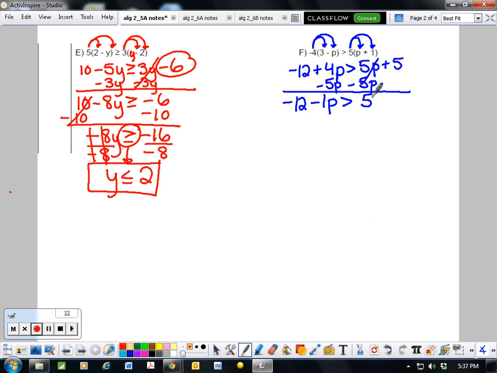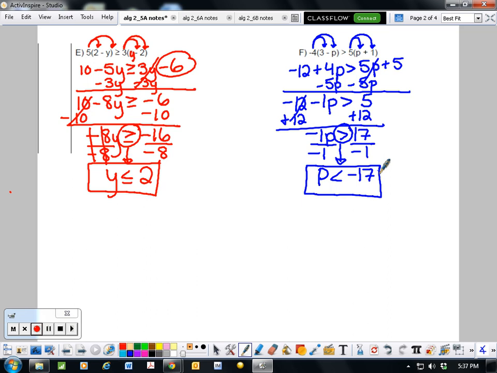Now I'm moving everything away from the p, starting with the minus 12. So I add 12 to both sides. So now I have negative 1p is greater than 17. And now I have to divide by that negative 1. And so that means that symbol is going to flip because that 1's negative. So now I have p is less than negative 17. And that's our solution, or our solution set. All numbers less than negative 17.